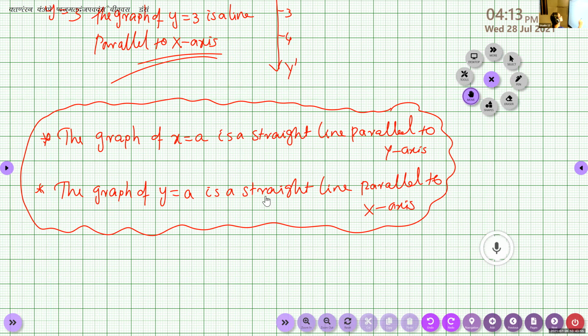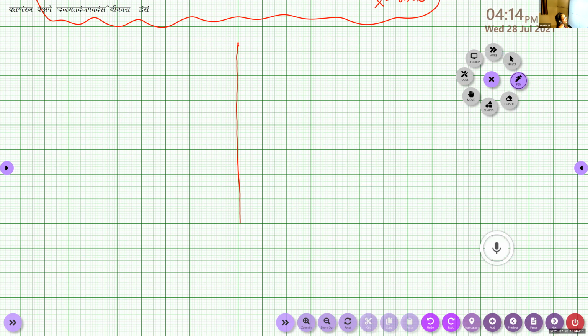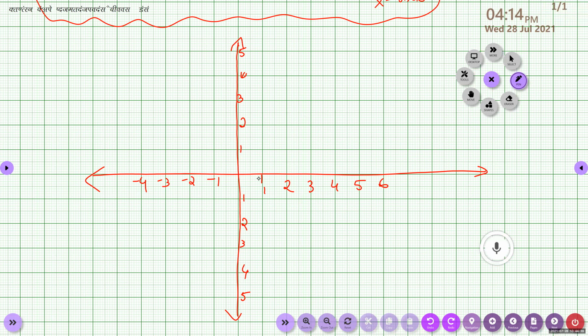Okay. Next point, last point of this chapter. Listen, all of you. See, we have a y-axis and x-axis, marked 1, 2, 3, 4, 5, 6, and negative 1, negative 2, negative 3, negative 4. Let this point be A. What are its coordinates? Coordinates of A are 1, 0.